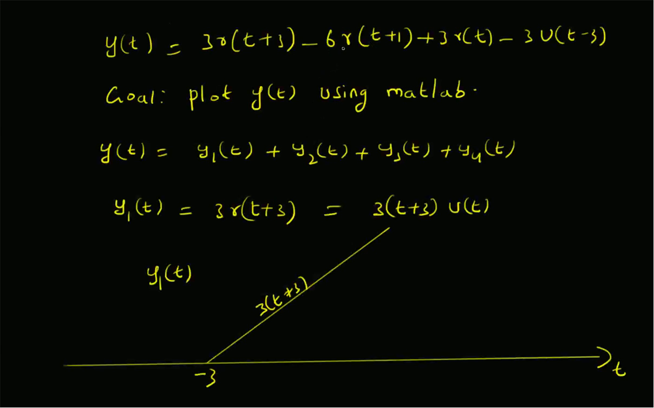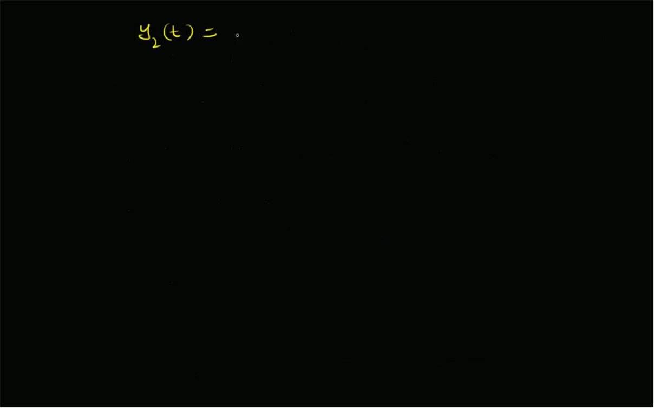The second component y2 of t is given by minus 6 into r of t plus 1. That means it is equal to minus 6 into t plus 1 multiplied by u of t plus 1. So that is the nature of the signal.